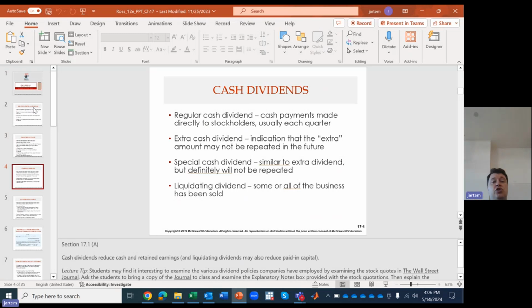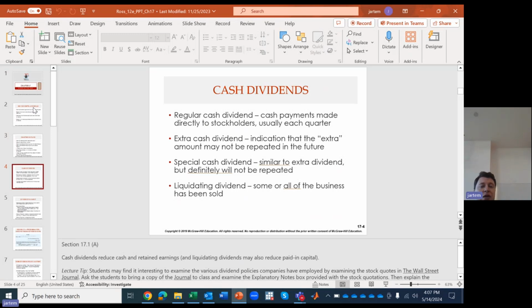Now, sometimes there are extra cash dividends, meaning that the company is issuing this money out. You shouldn't always expect it, but maybe they have some additional net income that they're able to divvy up and pass along to investors. There are special cash dividends, which are similar to extra dividends. We just call them something different, but the fact that it's a special cash dividend indicates that there won't be a follow-up. That's the only dividend basically that you're going to get.